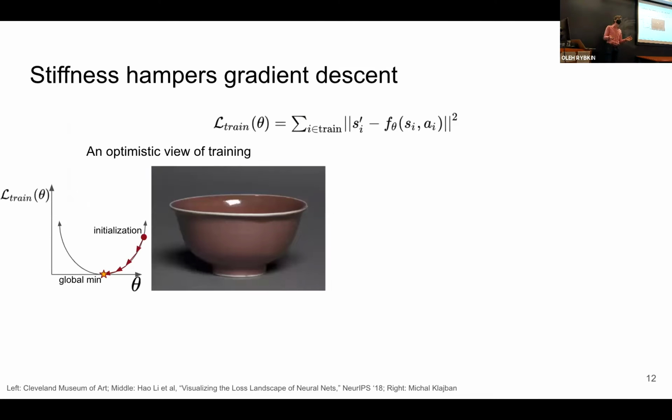And when we think about training a neural network and gradient descent, optimistically, we have some vision in our heads where we start at some point on the wall of a bowl and we're descending perfectly down to a global minimum.